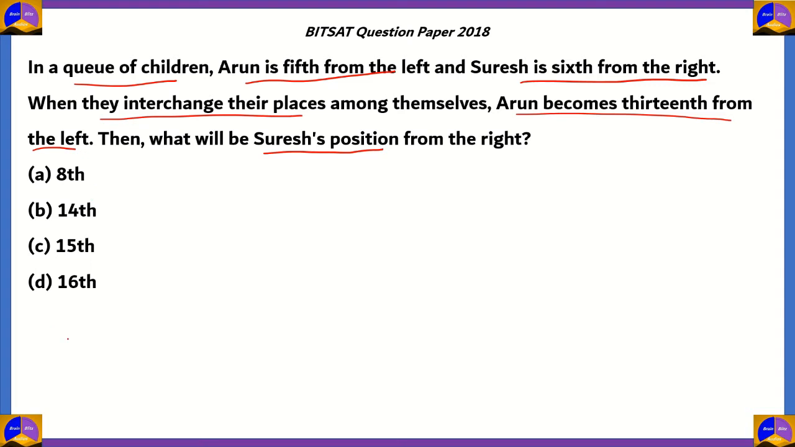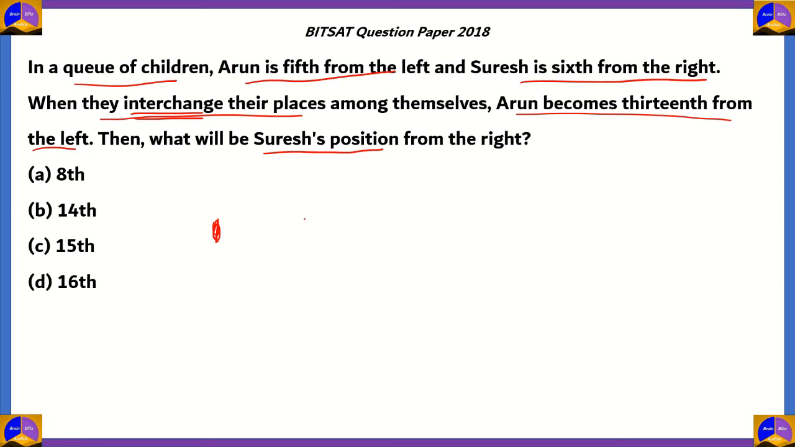So in this case, Arun is 5th from the left and Suresh is 6th from the right. But when they interchange their places, Arun becomes 13th from the left. So what do you mean by interchange? It means that Suresh goes into the place occupied by Arun and Arun goes into the place occupied by Suresh.